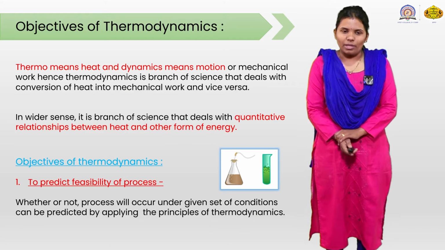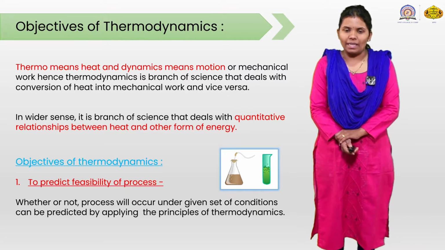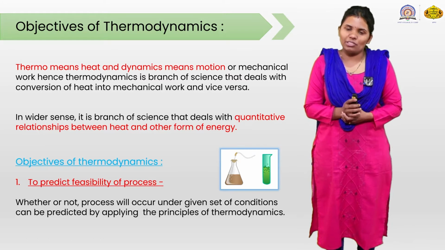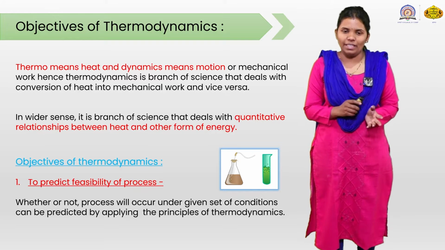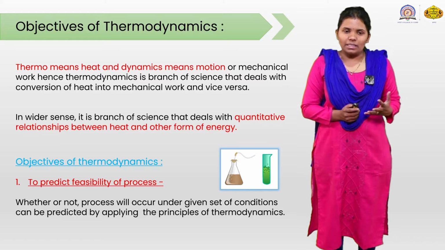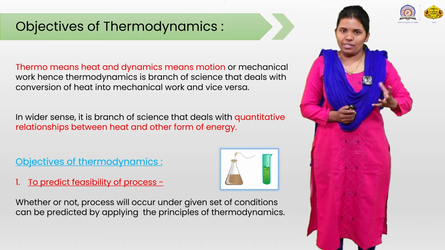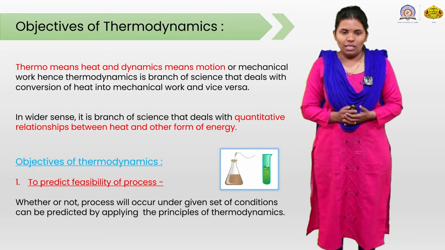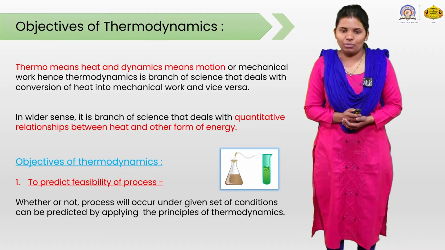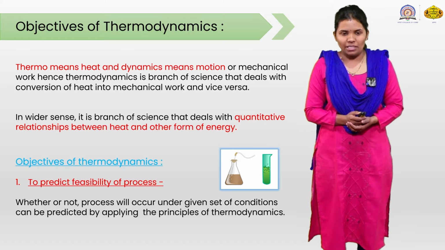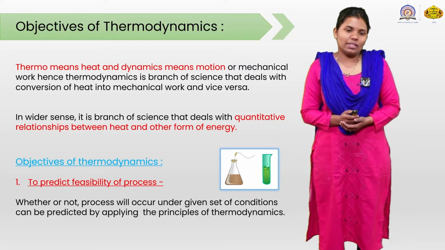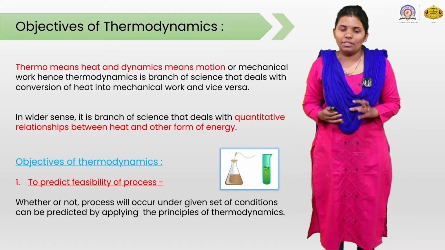So, what is the objective of thermodynamics? Thermo means heat and dynamics means in motion or mechanical work. Hence, thermodynamics is a branch of science that deals with the conversion of heat into mechanical work. Thermo is heat, so heat related changes, that is thermodynamics. In a wider sense, it is a branch of science that deals with the quantitative relationship between heat and other forms of energy. To predict the feasibility of a process, from thermodynamics we can conclude the feasibility of the process.